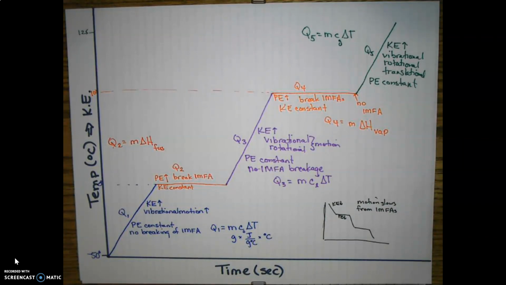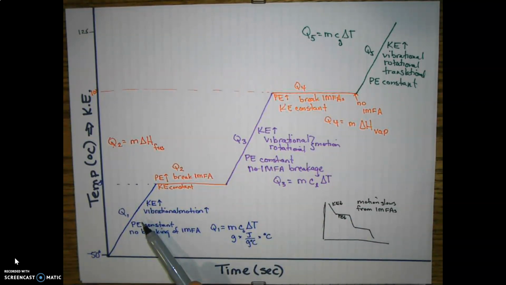So really the only difference between a heating curve and a cooling curve is that you are adding energy to a heating curve. You're removing energy from a cooling curve. So this is an endothermic process. This is an exothermic process because this material is losing energy.